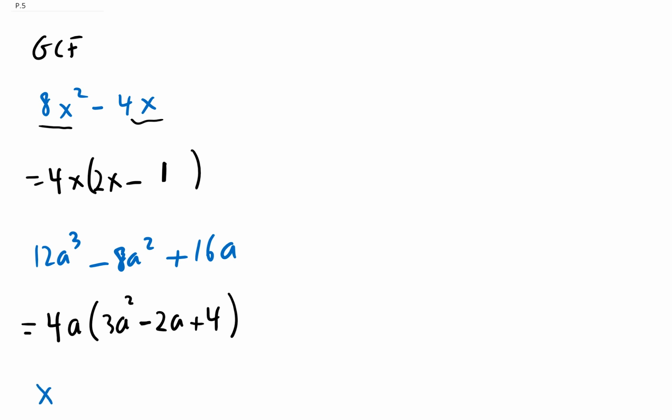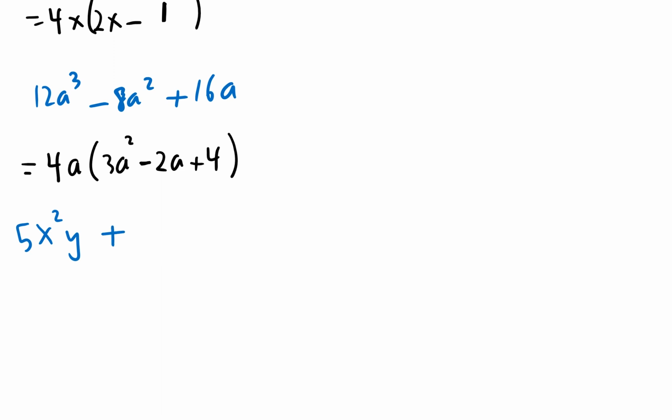It could be different. Let's say 5x squared y plus 15xy. What is the greatest common factor here? So 5 is the GCF for 5 and 15, x for x and x squared, and y for y and y. What is left is x plus 3. That's how we take a common factor out.